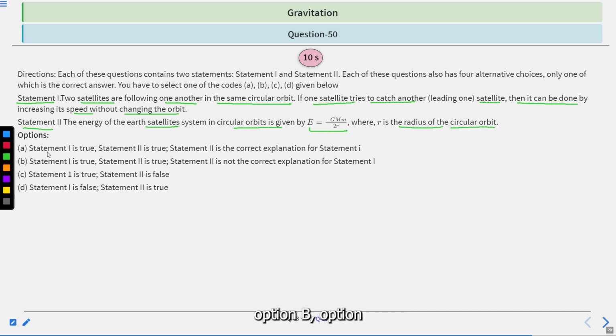Option A, option B, option C, and option D. Which one is correct? You have 10 seconds to solve this question. After 10 seconds, we will provide the solution.